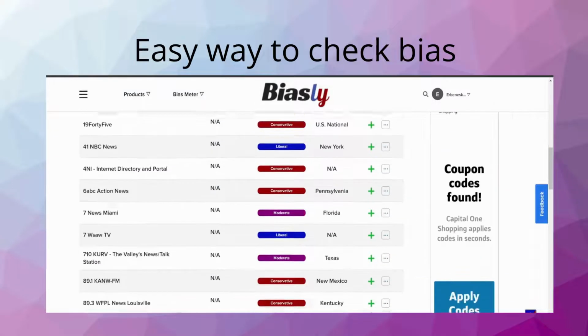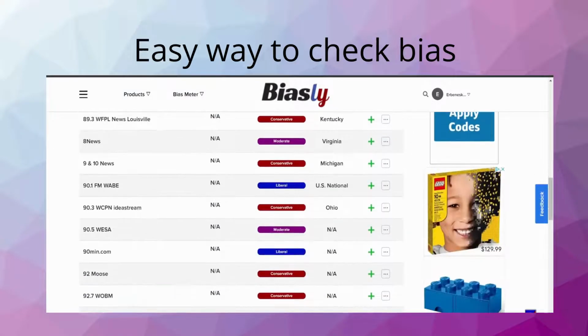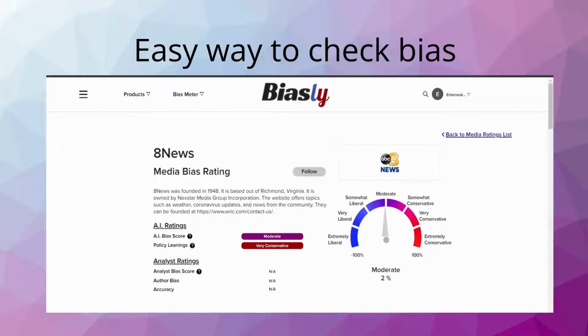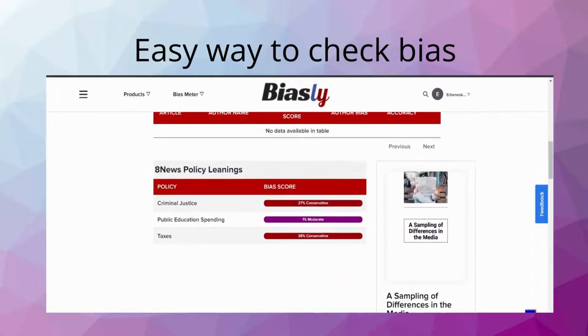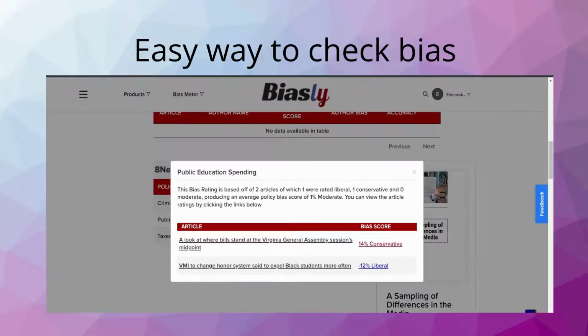One great way to assess not only a media company's biases, but also your own personal biases, is to look at Biasly's media bias ratings. On the site, you can select a media organization of your choice from a list of hundreds. Once there, in addition to being able to see an aggregated AI score and analyst ratings from the publication as a whole, you can scroll down to see real-time bias ratings from individual articles.